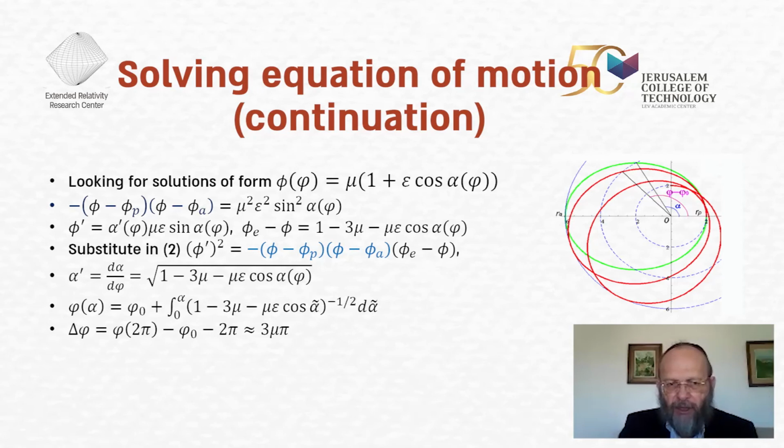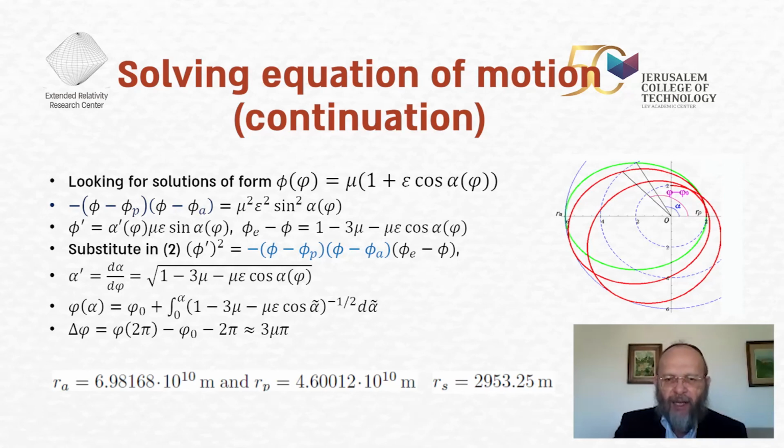The integral from 0 till 2 pi, this term 1 gives you 2 pi, which will cancel with 2 pi. Phi 0 will cancel with this phi 0. And the next term will be 3 mu. Now the power 1 minus half turns out 3 mu over 2 times 2 pi, which is 3 pi mu. That's a nice formula for the precession per one circle, one revolution.